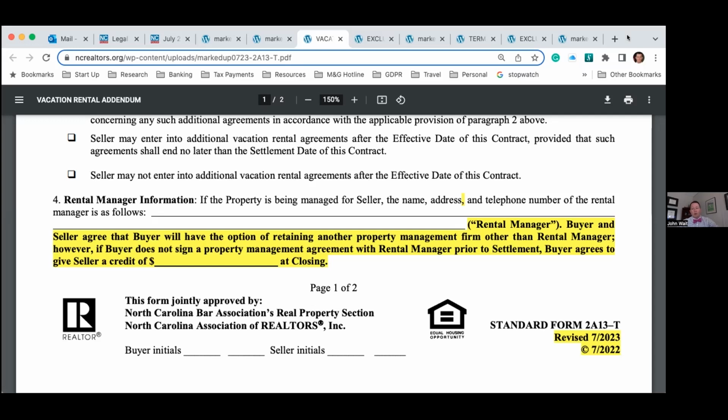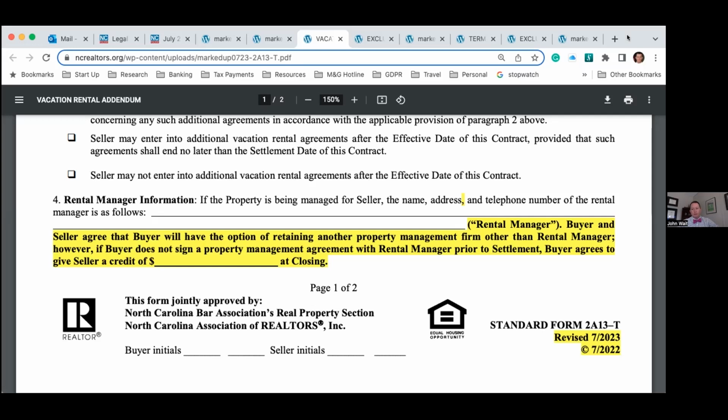That number can be zero. It can, and zero would indicate, no, I'm picking whoever I want. You're on your own with respect to your property manager. Maybe it's going to be half of whatever the seller's expected damages are going to be for terminating early.